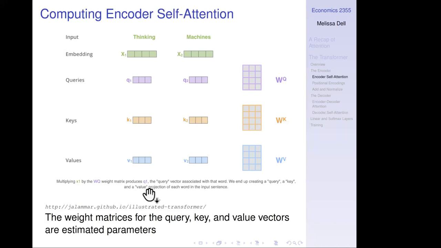And we've done this in parallel. We feed in all these words at the same time, and in parallel we multiply them by these weight matrices. That gives us, for every token that is fed into the model, a query vector, a key vector, and a value vector. And those W matrices are estimated model parameters.